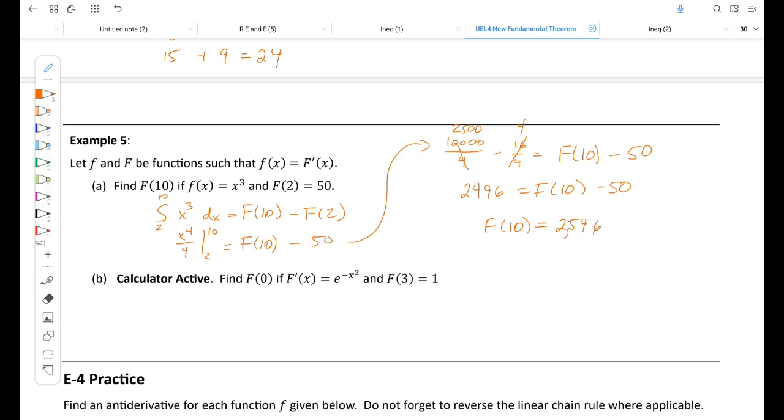Yeah. There is a lot of area under the curve x cubed because it grows so fast. That's why that answer is so big. I don't know why I put a comma there. We never write commas. Yeah. But yeah. All right.